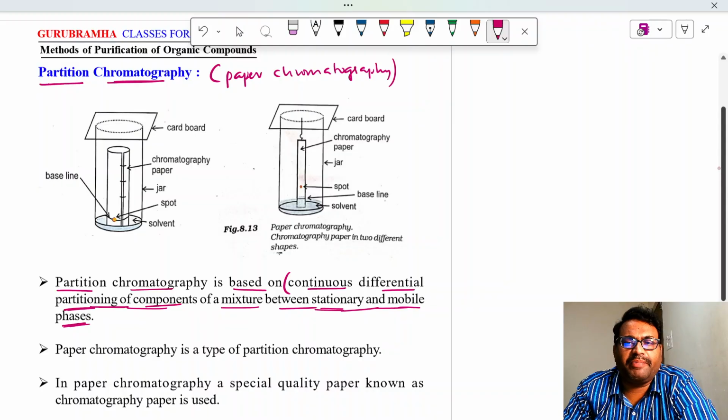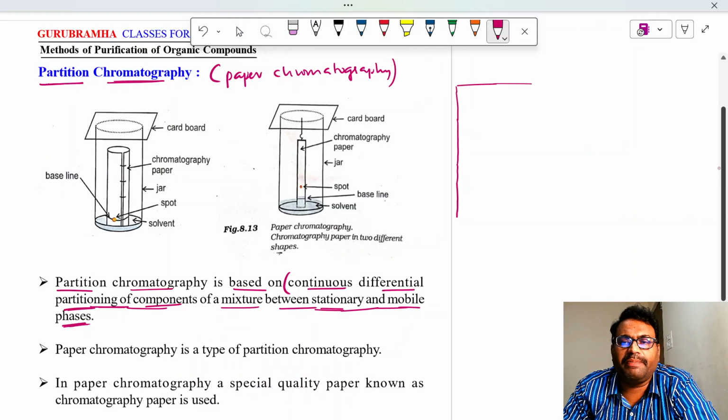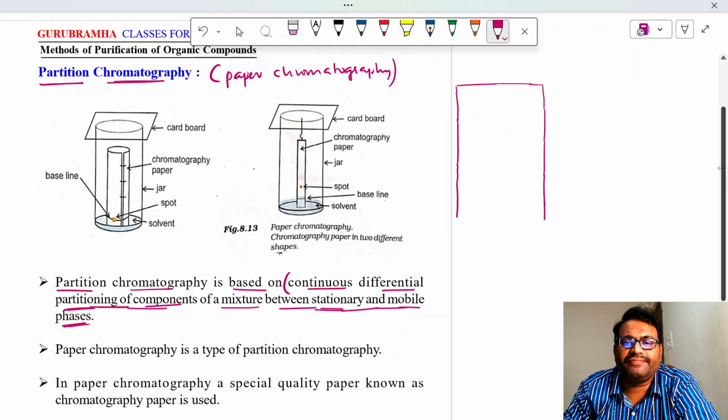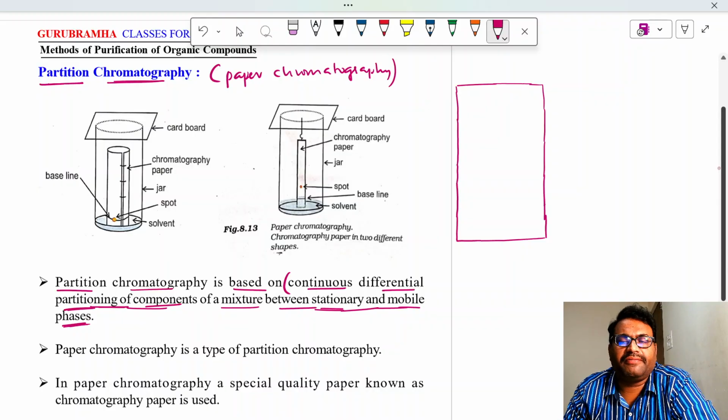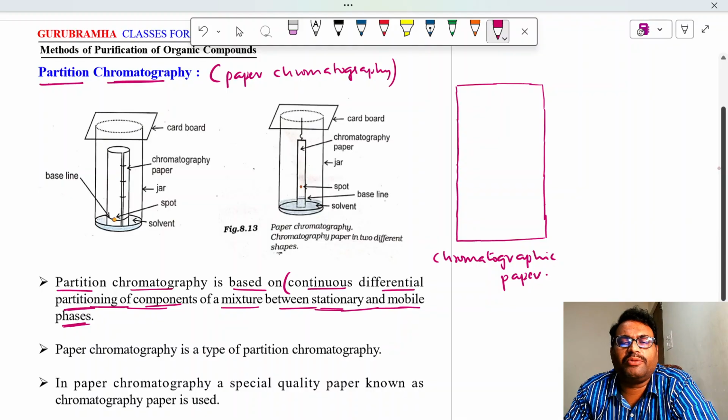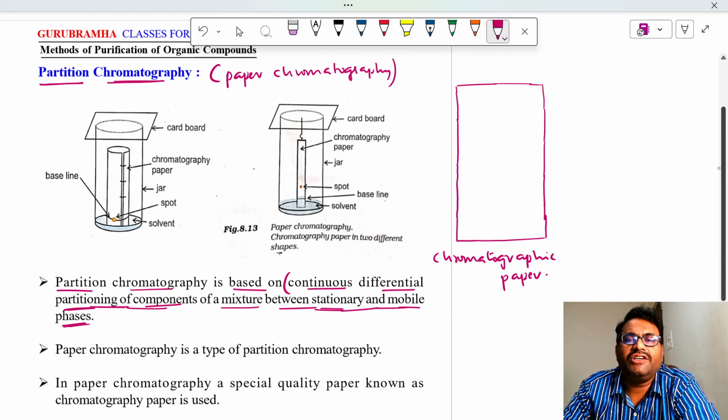Let us take paper chromatography. Paper chromatography is done by using a special paper, the chromatographic paper. This paper is made of cellulose.